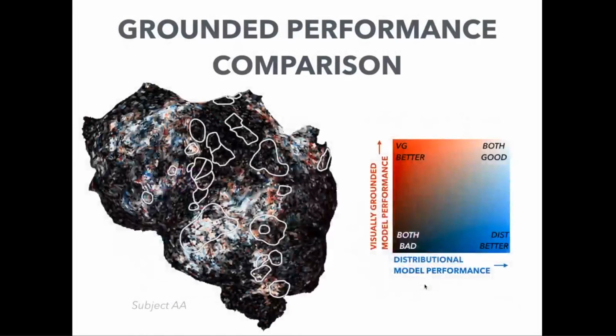So we can fit models using both of these different methods. We can fit these encoding models as we did before. What I'm showing you here is a comparison of prediction performance for one subject using these two different models. Black voxels are poorly predicted by both models. White voxels are well predicted by both models, and you can see that a lot of these voxels are white. Red voxels are better predicted by the visually grounded model than the distributional model, which is the same as the semantic model I showed you before. And blue voxels are better predicted by the distributional model than the visually grounded model.